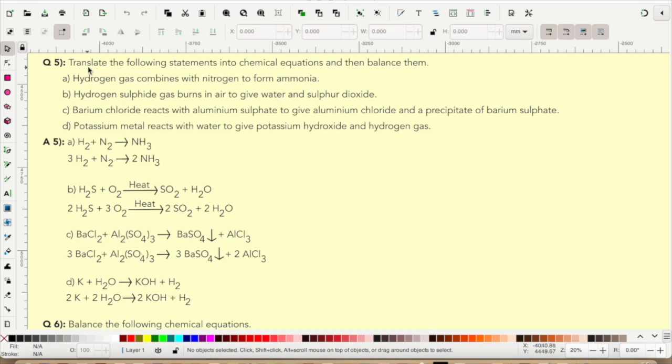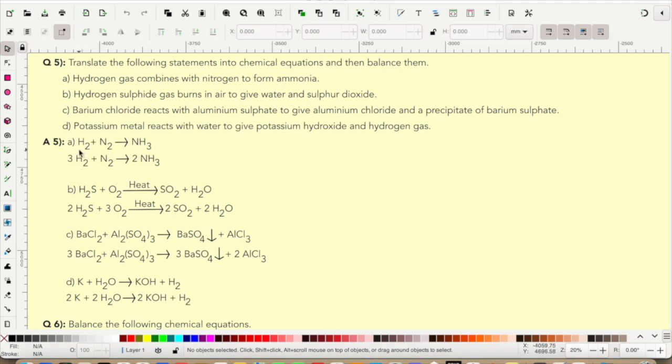Fifth question, translate the following statements into chemical equations and then balance them. First part is, hydrogen gas combines with nitrogen to form ammonia. We will write H2 for hydrogen, N2 for nitrogen and NH3 for ammonia. So the skeletal chemical equation will be H2 plus N2, they form NH3. Now we will balance it. NH3 has 4 atoms, 1 atom of nitrogen and 3 atoms of hydrogen. Since hydrogen atoms are more, we will balance it first. On the right hand side, there are 3 hydrogen atoms. On the left hand side, there are 2 hydrogen atoms.